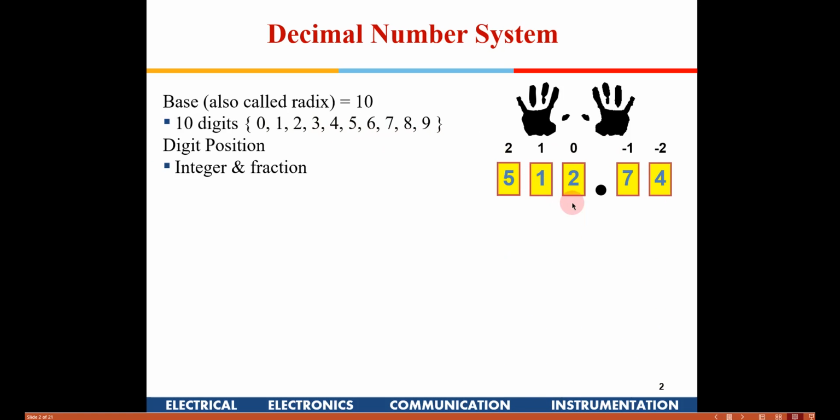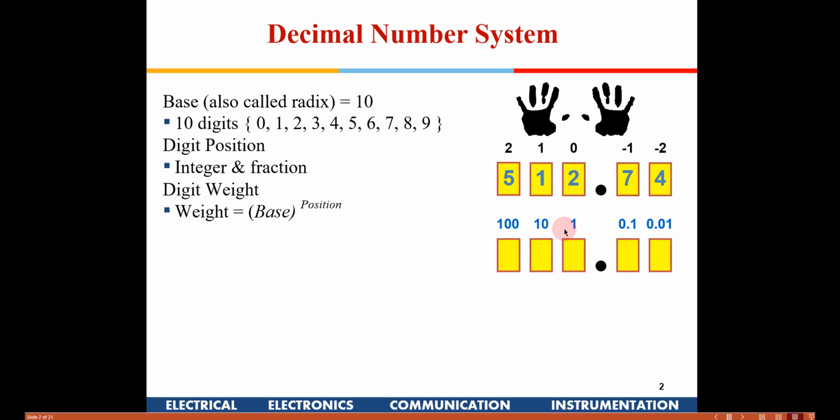Now when I say a number like this, this stands for 10 to the power of 0, which is known as the units place. This stands for 10 to the power of 1, which is the tens place, and this is 10 to the power of 2, which is the hundreds place. Similarly, this is known as the decimal point, after which this stands for 10 to the power of minus 1. The weightage of this is 10 to the power of minus 2. So this is how the decimal number system looks.